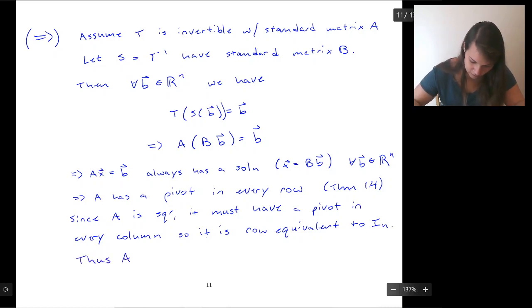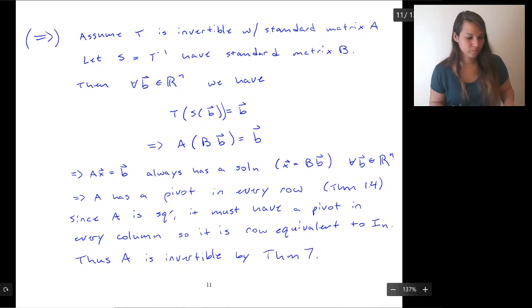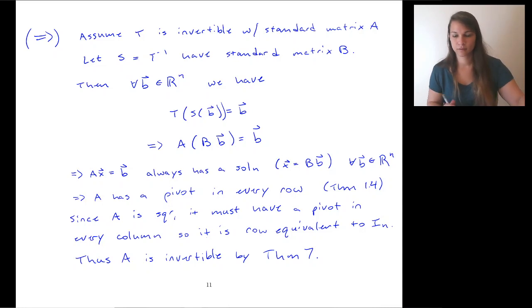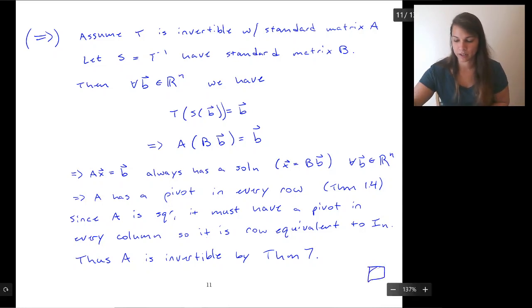Thus, A is invertible by theorem, what was it, 7? Yeah, I'm pretty sure it was 7. Okay, there we go. QED. Oh, my box is too wide. It annoys me. It should be cute and tiny.